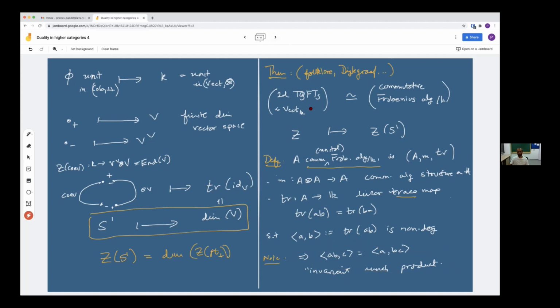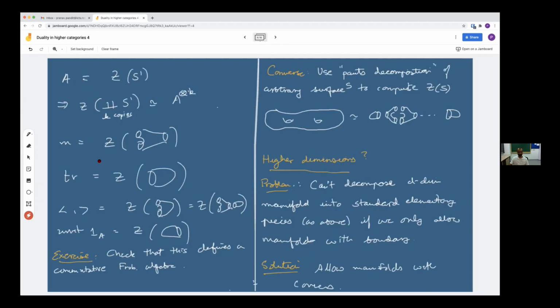Okay, so how do I start with Z and produce a commutative Frobenius algebra? That's an exercise which I'm giving you the hint for here, telling you how it works, and you check that it actually defines a commutative Frobenius algebra. So you define A to be Z of S1. Then by the fact that Z is symmetric monoidal, a disjoint union of K copies of S1 goes to A tensor K times. You define the multiplication to be Z of this pair of pants, which is a map from Z of S1 tensor Z of S1 to Z of S1, hence a map from A tensor A to A.